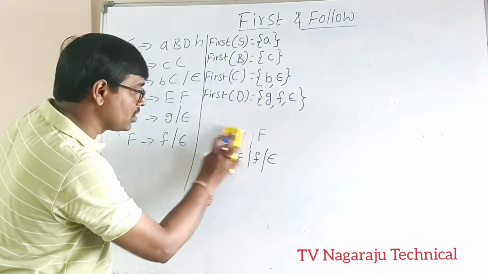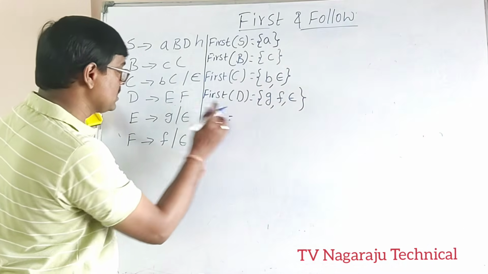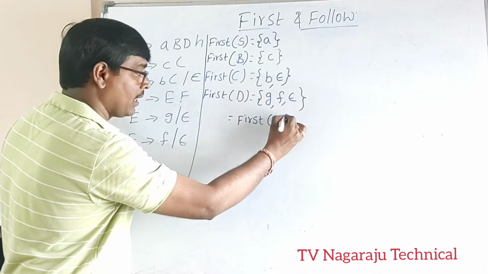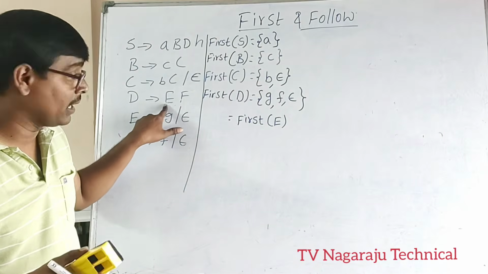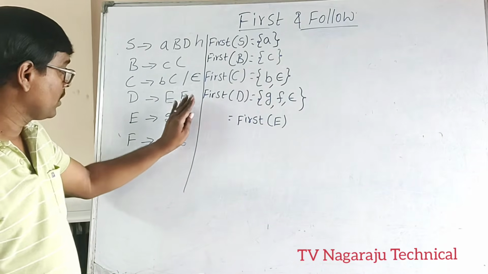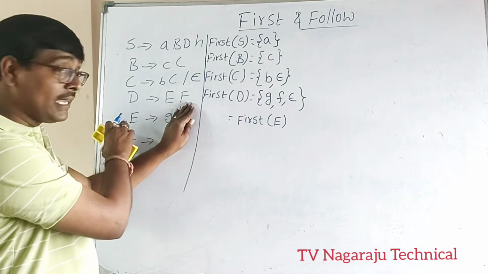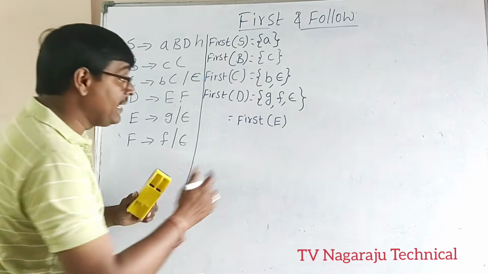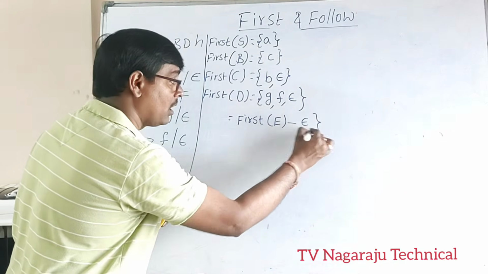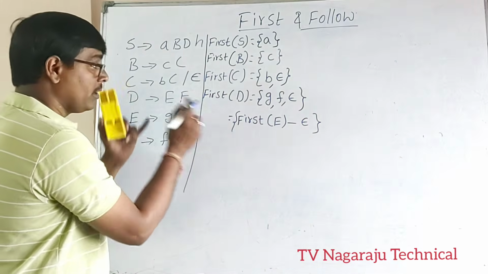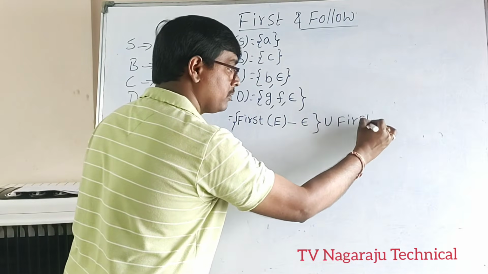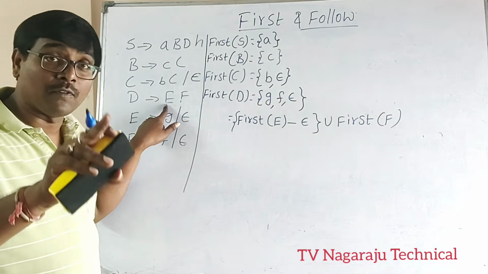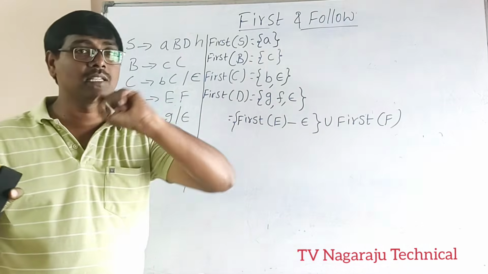Suppose you are not interested in doing it like this. What is the formula-wise way? If it is a non-terminal, simply take first of that non-terminal. If it does not contain epsilon, suppose E tends to G only, what is the answer? D tends to G. The answer is completed. Suppose the first of E contains epsilon, then first of E minus epsilon, union first of F. If you want to write it in formula form, you need to calculate first of E. If the first of E does not contain epsilon, directly the answer is first of E.